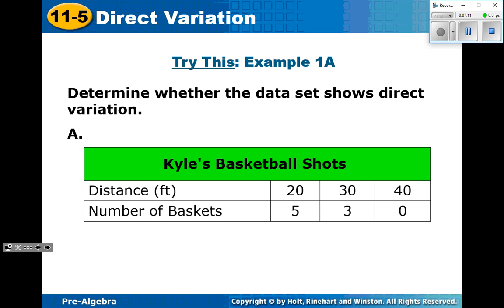So the title of this chart is Kyle's basketball shots. It looks like he's shooting from farther and farther away, and the number of baskets that he makes, we should be able to tell, first of all, these numbers are going up and these numbers are going down. So that is absolutely not going to be a direct variation equation. You can imagine the farther away from the basket you are, the fewer shots you're going to make. So this does not represent direct variation, just based simply upon the fact that one variable is going up while the other one is going down.